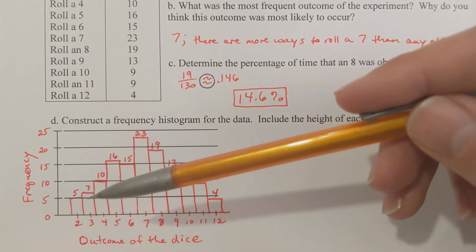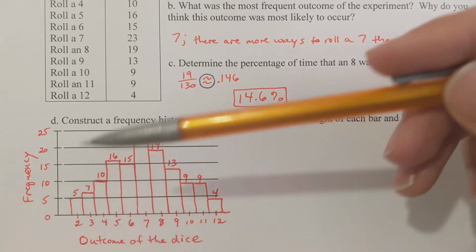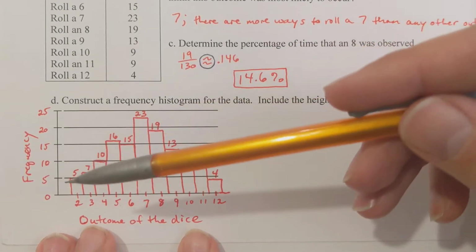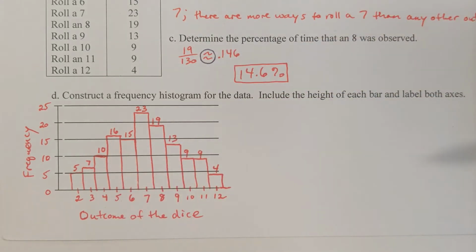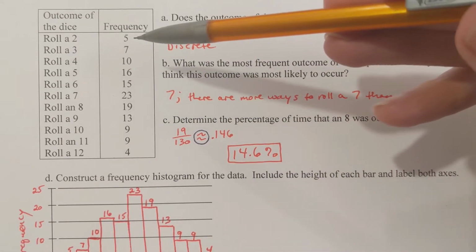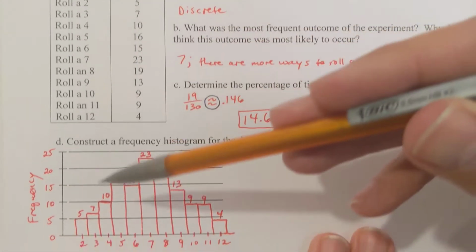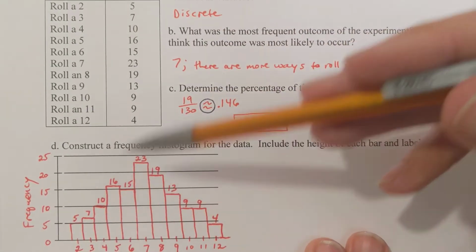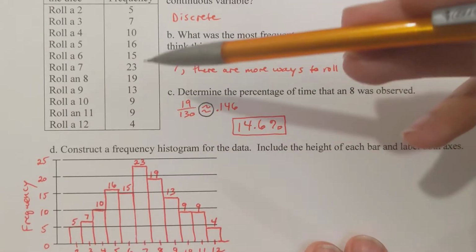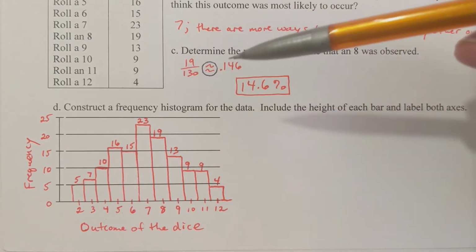What I decided was to begin the scale at 0 and go up to 25 using an increment of 5. So my axes are both labeled, my number lines look good, and I'm ready to draw the histogram. Remember that in a histogram, the bars touch each other. So I would just draw a bar at a height according to the outcome of the dice. 5 times I rolled a 2, 7 times I rolled a 3, 10 times I rolled a 4, 16 times I rolled a 5, and I would do this until I get to rolling a 12.